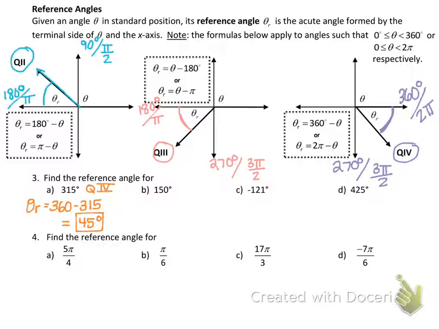So 150 is in quadrant 2. So this tells us that we're going to take 180 and subtract 150 from it. And we are given the acute angle or reference angle of 30 degrees.